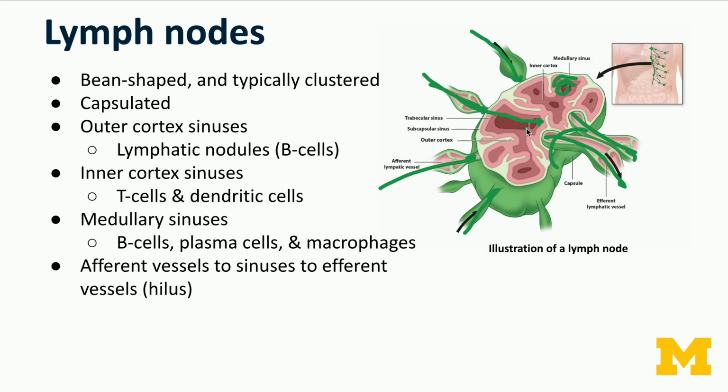And in the outer cortex, that lymph is going to encounter B cells. In the inner cortex sinuses, that lymph will encounter both T cells and dendritic cells, which are specialized antigen-presenting cells. And then within the medullary sinuses, we'll find B cells and activated B cells, so the plasma cells, as well as macrophages. And so these lymph nodes are able to, both through B cells and T cells, mount immune responses.